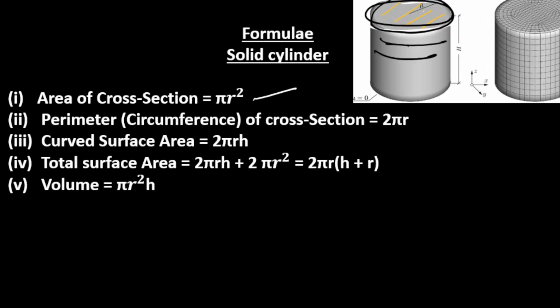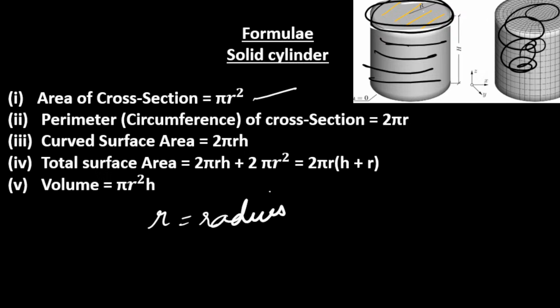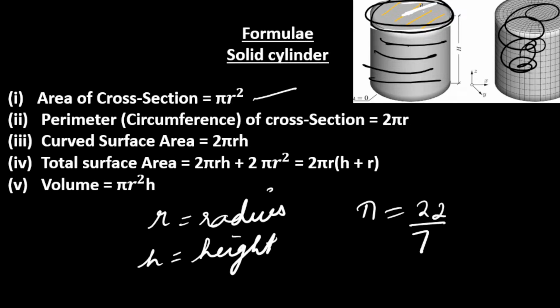Curved surface area is this part, 2 pi r h. Total surface area is 2 pi r into h plus r. Total surface area means this full area, and volume of cylinder, volume means capacity, that is pi r square h. Here r is the radius, and h is the height of the cylinder. R is the radius of the circle, of the base or top, and pi's value we have to always take as 22 by 7. So these are the formulas for solid cylinder.